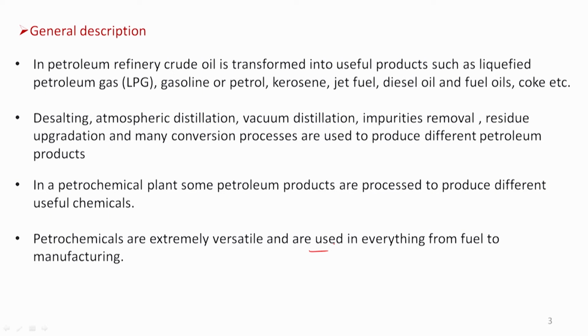And in a petrochemical plant, some petroleum products are processed to produce different useful chemicals, and petrochemicals are extremely versatile and are used in everything from fuel to manufacturing. Different types of compounds are produced from the petrochemicals. Now, we will see the process flow sheet for petroleum refinery.